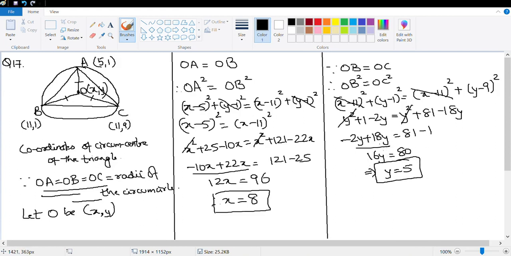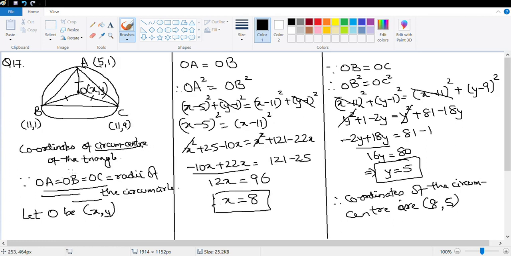Let's read the question. What do they want me to find? Find the coordinates of the circumcenter. Therefore, coordinates of the circumcenter are 8, 5. Interesting question. First, you needed to know what a circumcenter means, and then you needed to apply the distance formula 2 times, one with OA and OB and the other with OB and OC, and then you should get some answer. Perfect. Let's move on and solve the next question.